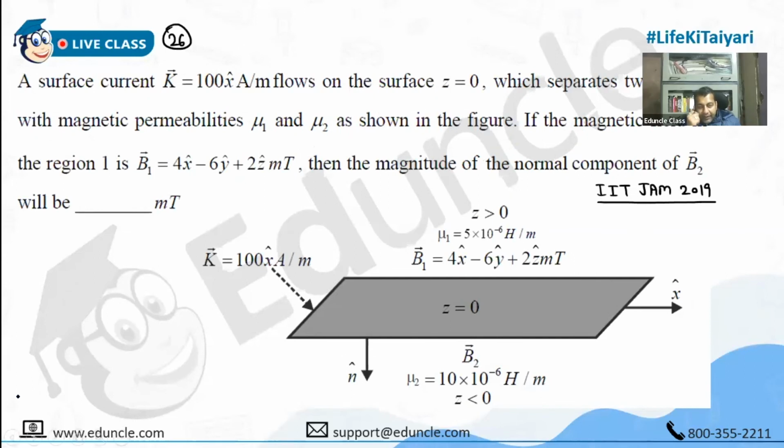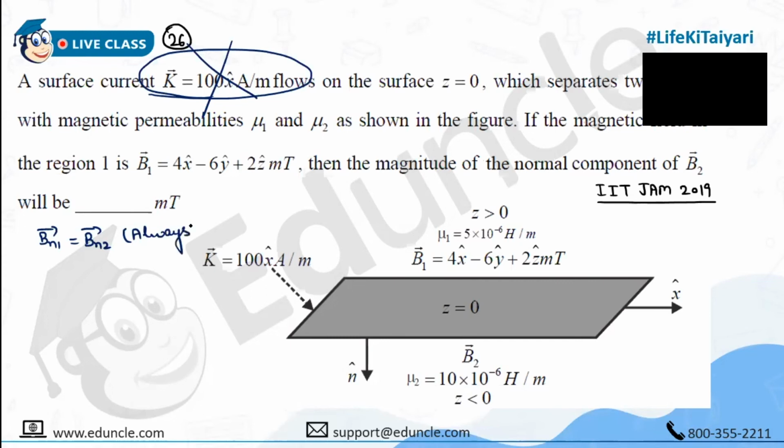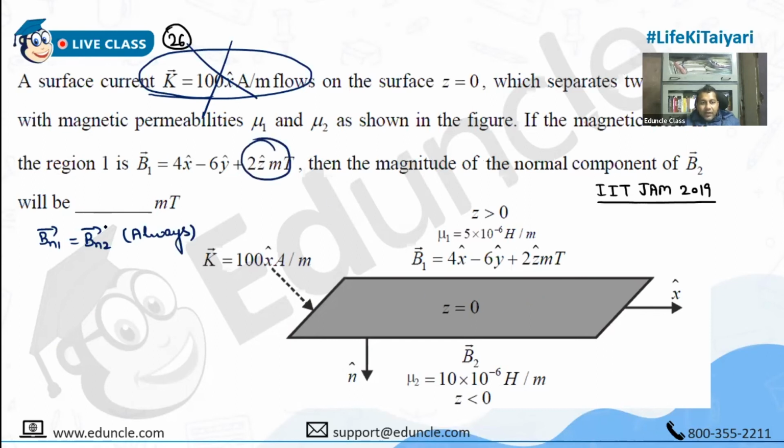See here, I can tell you from the diagram itself. Surface current is given. Whenever surface current is there, the tangential component is discontinuous, but they are asking you only about the normal component. So it is there to confuse you people. This has nothing to do with the question, because they are not asking about the tangential one. They are asking about the normal one, and we know that B normal 1 is equal to B normal 2 always, isn't it? Yes, sir. This is always true. Because the interface is in the z-axis and the normal to the interface is the z-component, and the normal component is equal, below the interface again the normal component will be 2 millitesla, isn't it? Please check. Yes, sir.